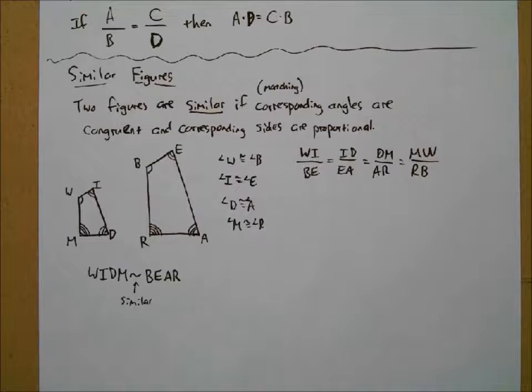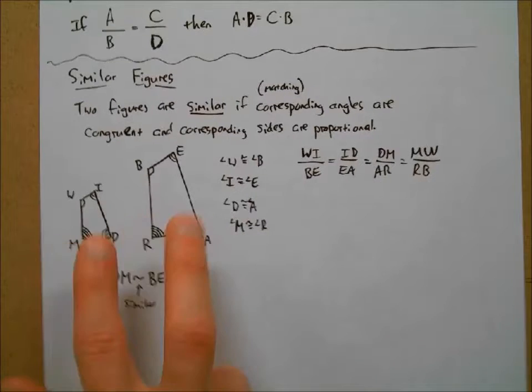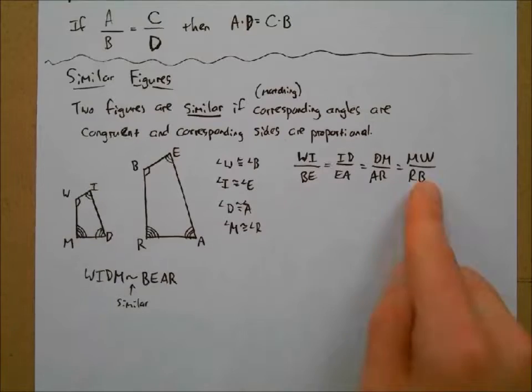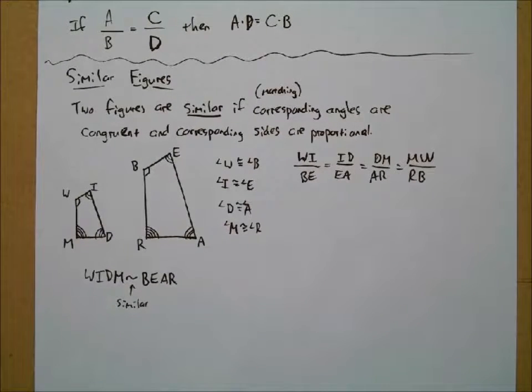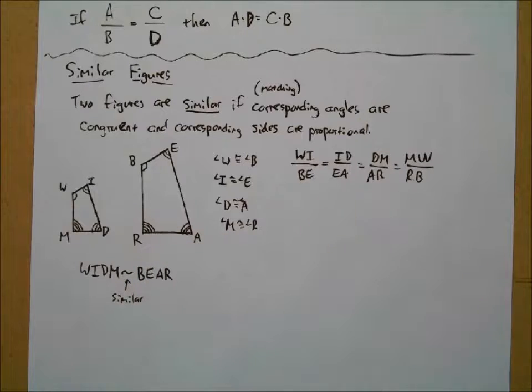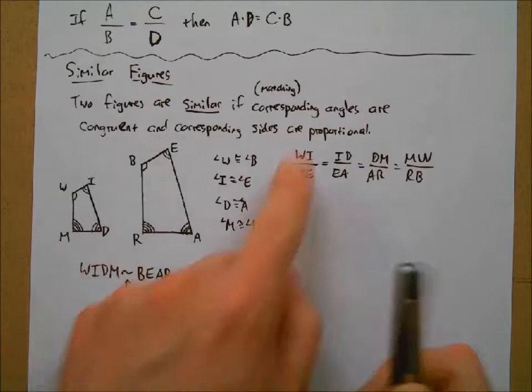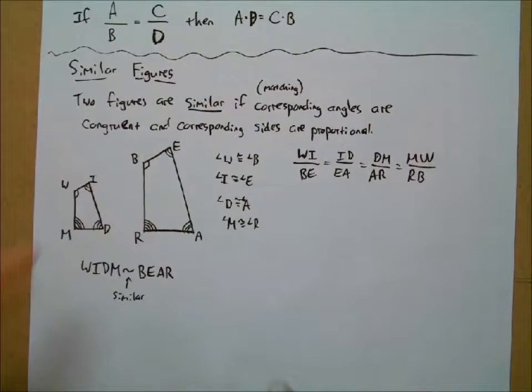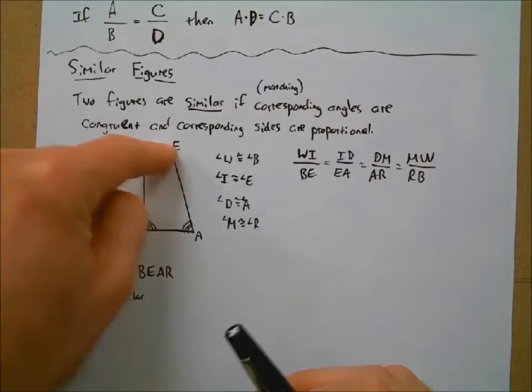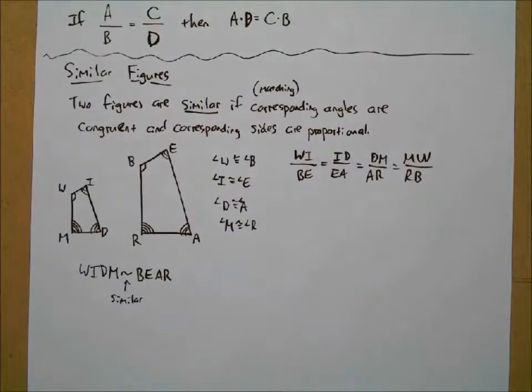If these two figures were congruent, what would all of these ratios be equal to? What value, what quantity? Avery? 1, right, because they're the same measure. So WI and BE, if they were congruent, it'd be a number divided by itself, so it'd be 1. So, very good.